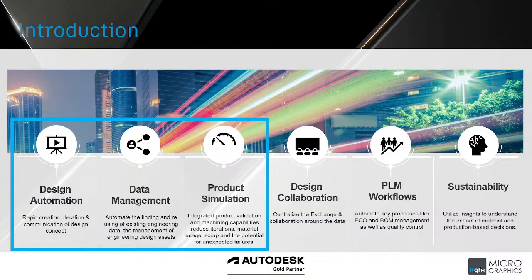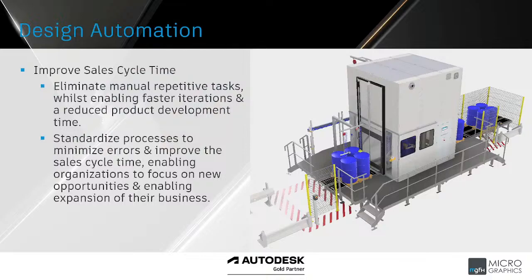Data management, basically how to find and reuse data as well as manage change. There are various other sides to data management as well. And then product simulation, using the digital prototype to drive down the cost of physical prototypes and validate customized products. This will lay down the foundation for the rest of the data-driven ecosystem that can help drive down the overall time to market. So let's jump straight in with design automation.